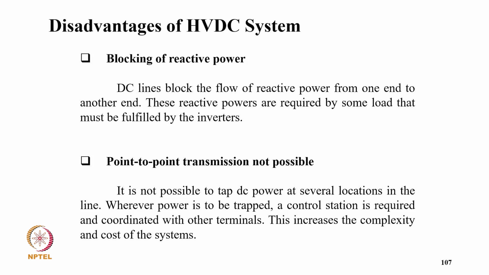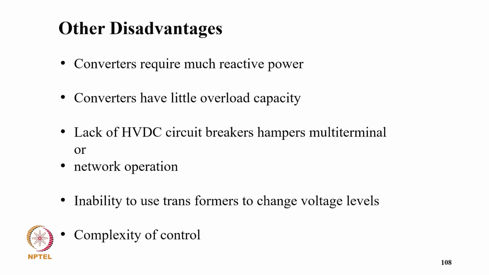Now coming to blocking of reactive power. The DC line blocks the flow of reactive power from one end to the other end. This reactive power is required by some loads and must be supplied by the inverters. Coming to multi-point transmission, it is not possible to tap DC power at several locations in the link. Wherever the power is to be tapped, a control station is required and coordinated with the other terminals, and this increases the complexity and cost of the system.